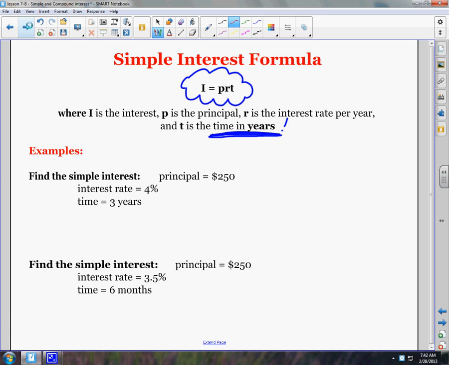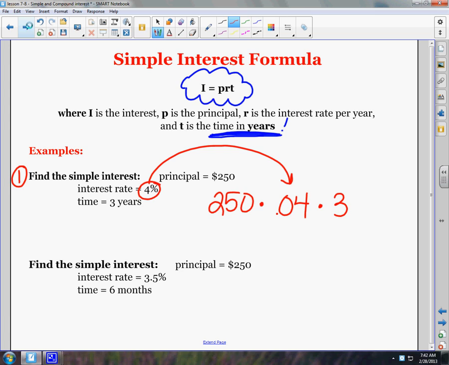Find the simple interest. Here's the first example. My principal is $250, and I'm going to times that by my interest rate, which is 0.04. I change my percent to a decimal, and then I times it by 3 years. So you will need a calculator for these. I don't expect you to be able to do this in your head. So you're going to do 250 times 0.04 times 3. So my interest that I earn on this is $30.